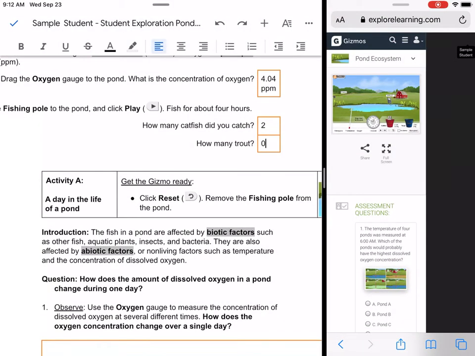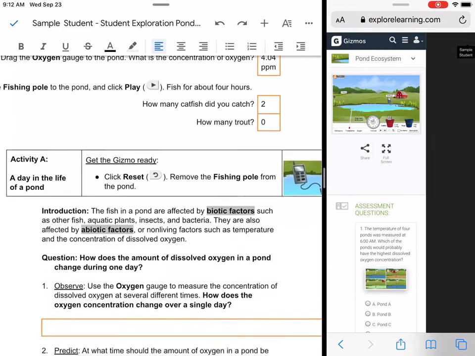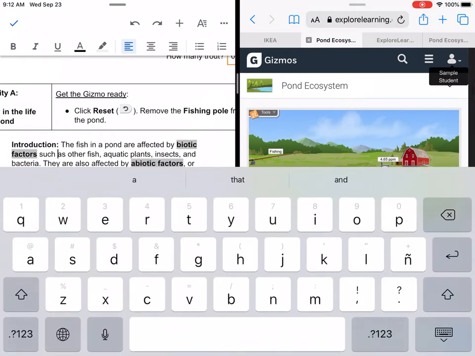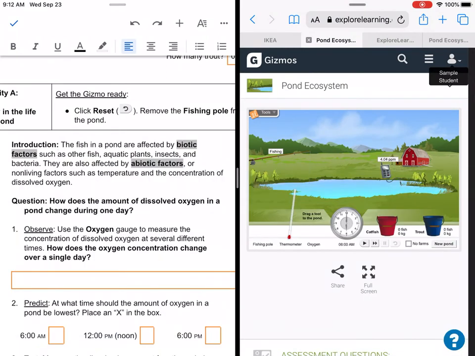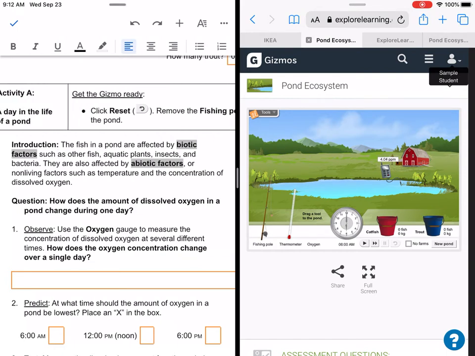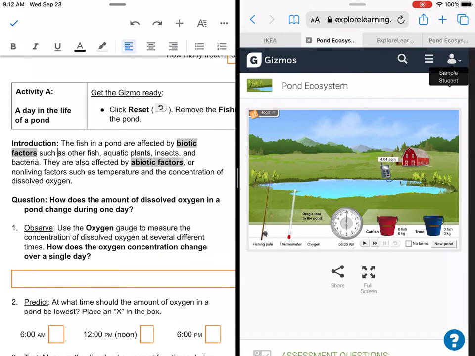So then the next part is our activity, a day in the life of a pond. So I'm going to click reset, which is this button here, and remove the fishing pole from the pond. The fish in a pond are affected by biotic factors such as other fish, aquatic plants, insects, and bacteria. They are also affected by abiotic factors, or the non-living factors such as temperature and the concentration of dissolved oxygen.